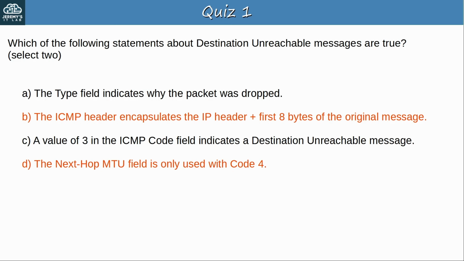A is incorrect because the type field doesn't indicate why the packet was dropped. That's the role of the code field. And C is incorrect because it's a value of 3 in the type field, not the code field, that indicates a Destination Unreachable message. Okay, let's go to question 2.